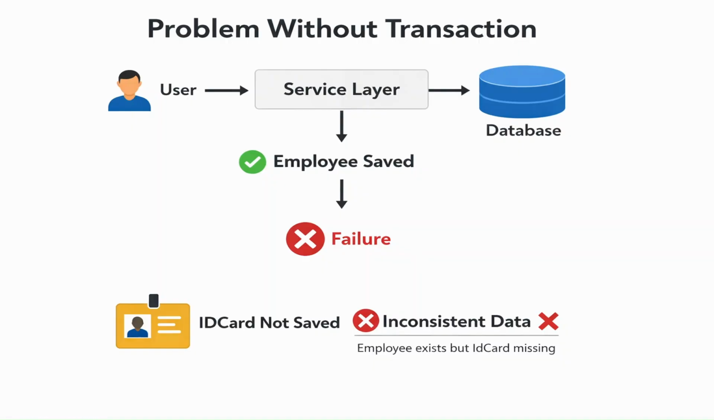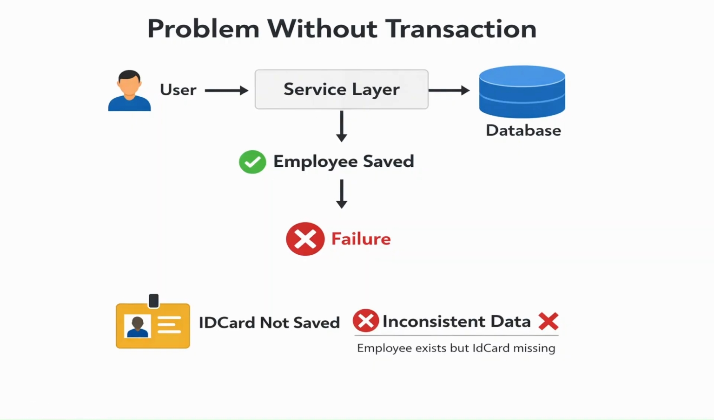So, if we do not use transaction, then employee will remain saved in the database, but ID card is not saved. So there is inconsistent data in our database. Our problem will be like employee exists, but ID card is missing. But in our case, both should be available because as a user, we are sending employee and the ID card, and our expectation is both should get saved in the system. But it is not happening because before we save ID card, there is an exception.